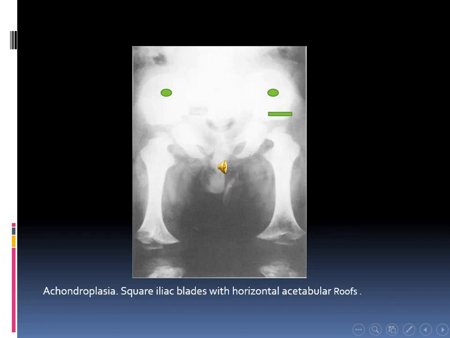Another abnormality which is very prominent in the pelvis and also in the limbs of the child, we can see that here the area of the iliac bone looks abnormal. Normally it should be seen as nearly triangular shape, but here we can see that both iliac blades are enlarged and appear as square in shape, with also abnormal orientation of the acetabulum. We can see that there is a horizontal acetabular roof.